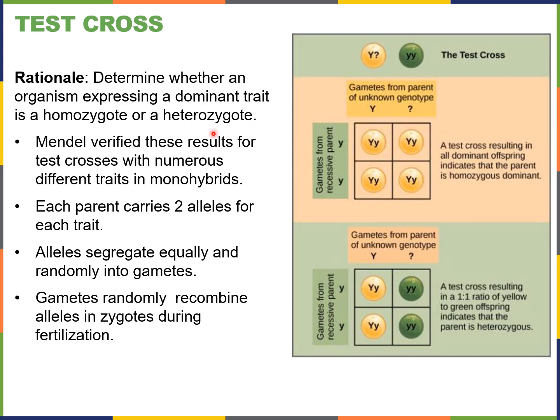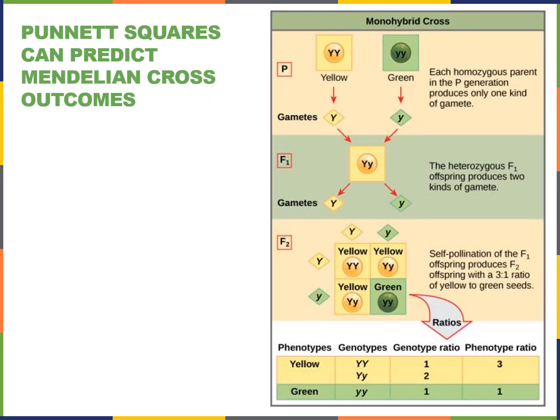Okay, so oftentimes to verify these results, we will do test crosses, and that's what Mendel did as well. Determine whether an organism that expresses a dominant trait is homozygous or a heterozygote. Mendel played around with these and basically got all of these different things that we know today. So our Punnett squares can basically predict what our cross outcomes will be. So we can see, okay, there's a 3 to 1 chance that we're going to have yellow offspring and a 1/4 chance that we'll have green, right? And that's why Punnett squares are useful.